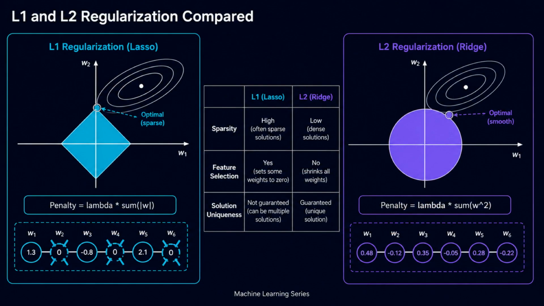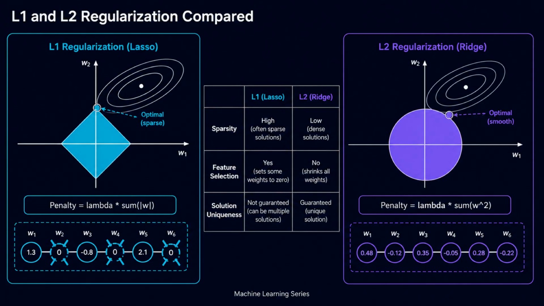Regularization adds a penalty term to the loss function to discourage overly complex models. L1 regularization, also known as lasso, adds lambda times the sum of absolute weight values to the loss. Its key property is that it promotes sparsity by driving many weights exactly to zero, effectively performing feature selection. L2 regularization, known as ridge, adds lambda times the sum of squared weights. Instead of zeroing out weights, L2 shrinks all weights smoothly toward zero, preventing any single weight from becoming too large.